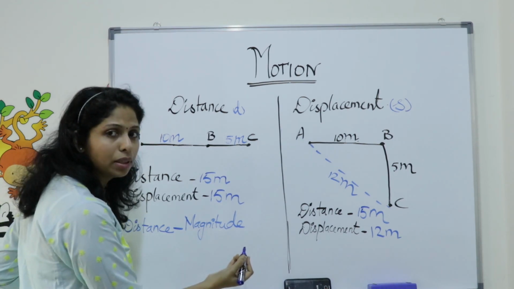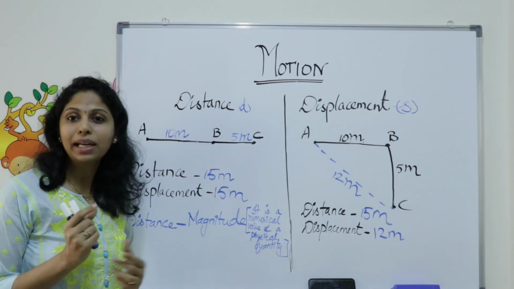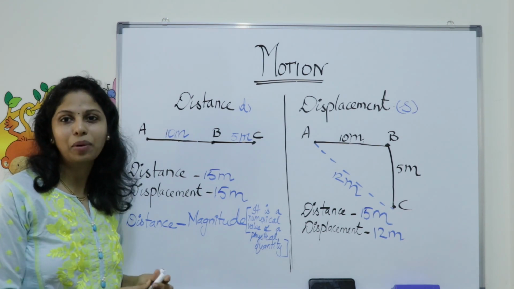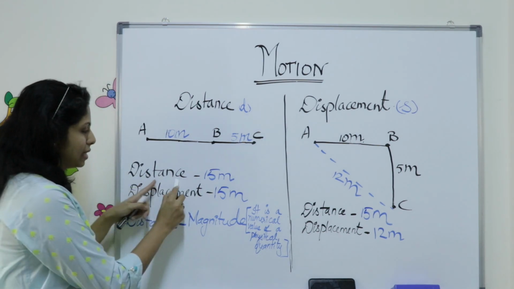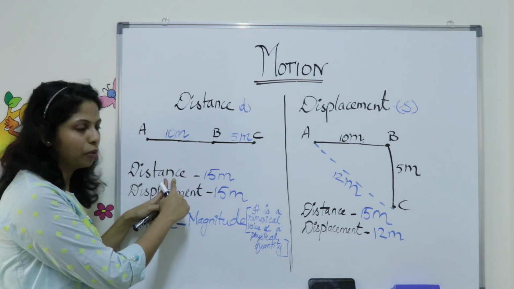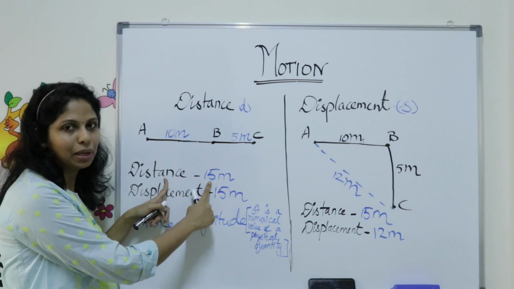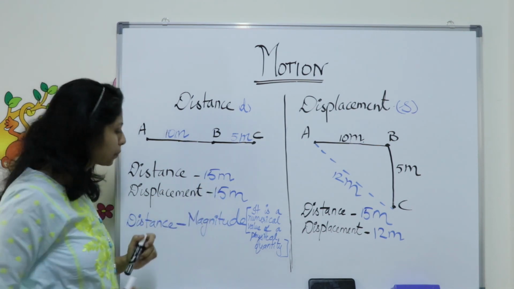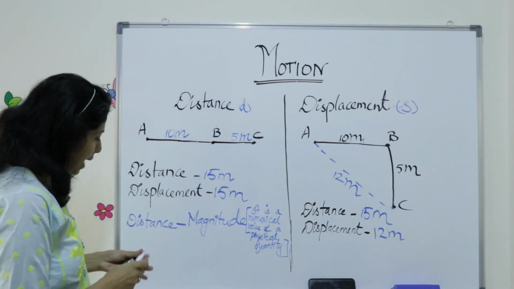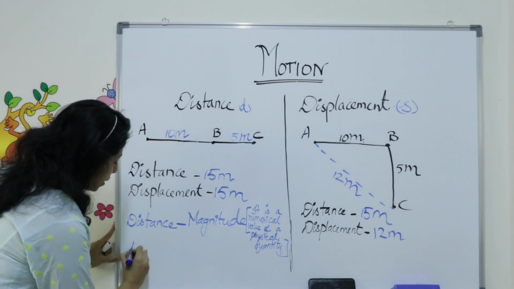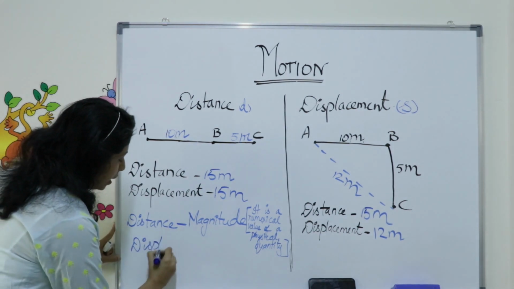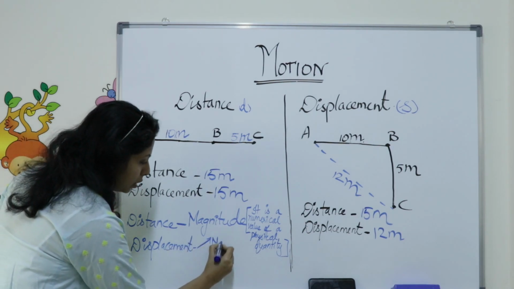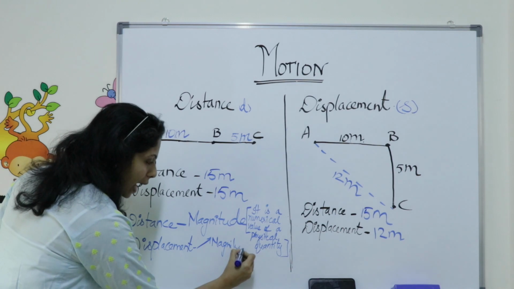What is magnitude? Magnitude is nothing but a numerical value of the physical quantity. So now we are discussing the physical quantity distance. So what is the numerical value of distance? What we have got is 15 meters. So this is nothing but the magnitude. Whereas if you see displacement, the displacement depends both on magnitude and direction.